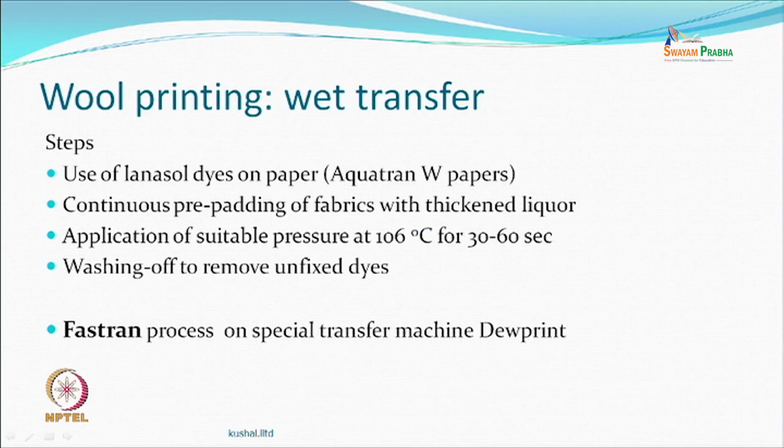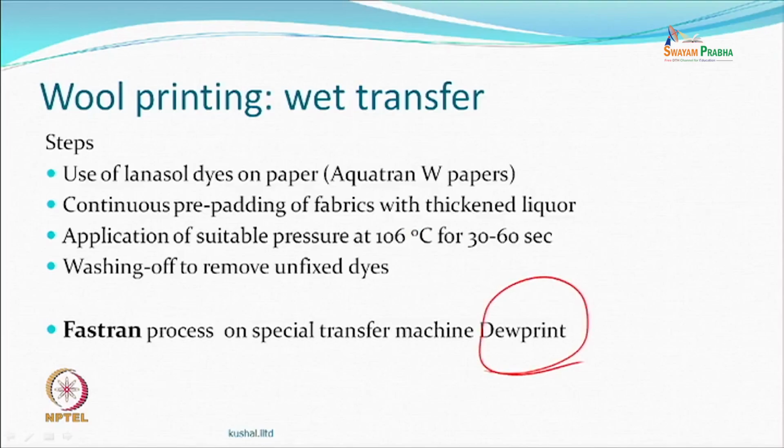And this particular method did the transfer above 100 degrees centigrade, which means a bit of steam is generating, for 30 to 60 seconds, and then washing off to remove the unfixed dye. So any paper at 106 degrees, for whatever little time that you have in moist condition, can have an issue of crumpling, uneven shrinkage, and so on and so forth. That problem of course was there. So they worked on various systems, and they also tried to make a transfer machine specifically for wet transfer, and the machine was marketed as Dewprint. So basically as if condensation will take place and things like that. This is the way they marketed this machine.